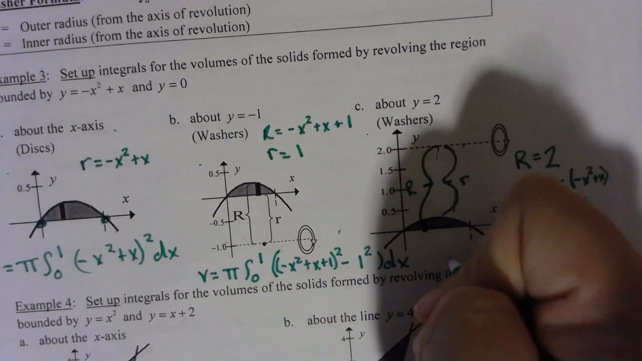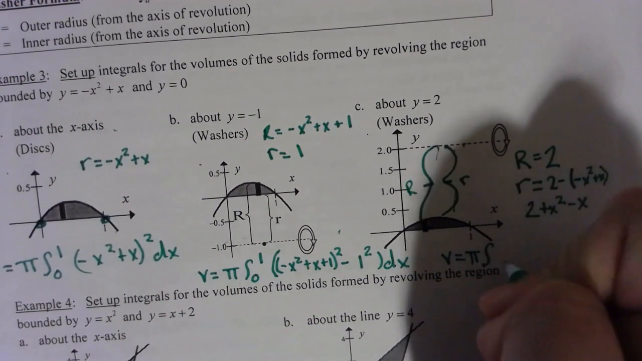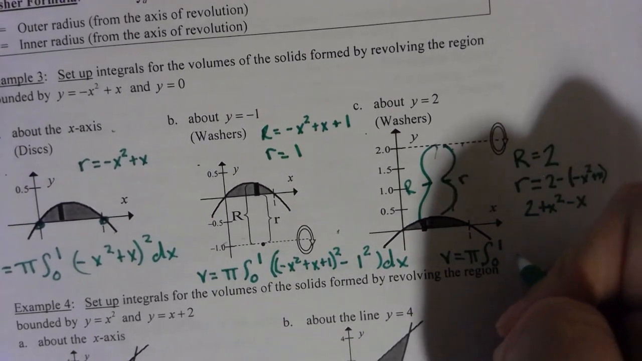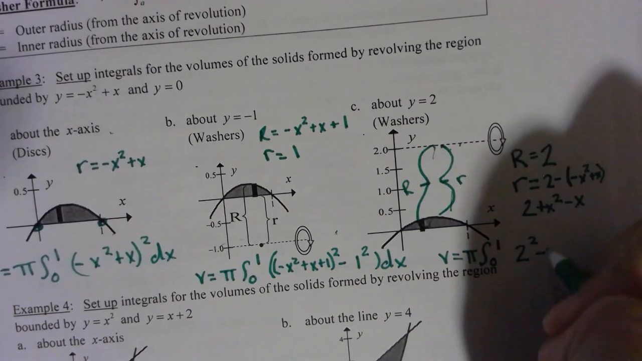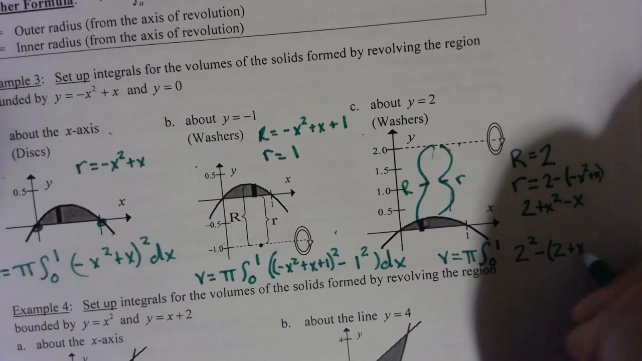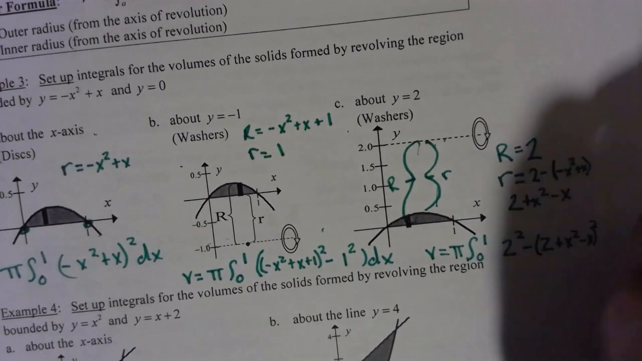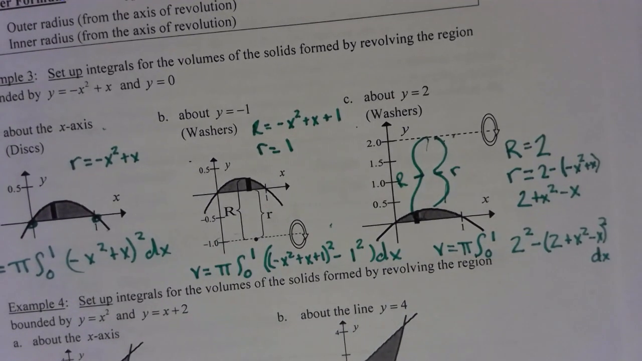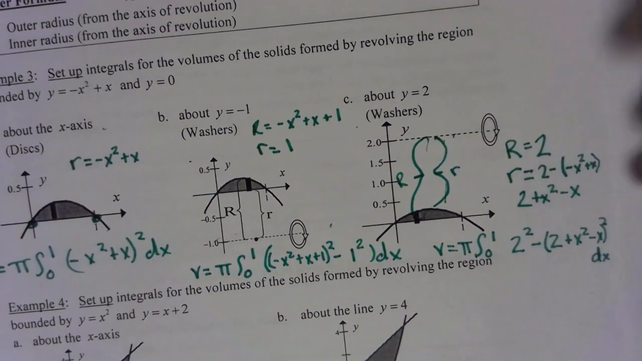And now when we create the volume, we have volume equals pi integral 0 to 1. And then remember, it's your big R squared minus our little r squared. And that is dx. Okay, I know this is going to be a little bit complicated to see, but let's just take our time with it.